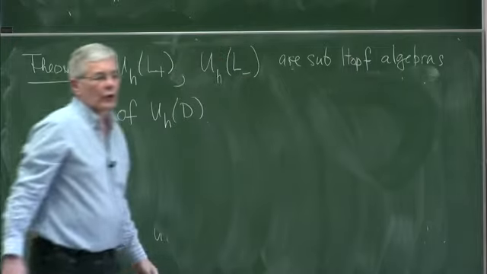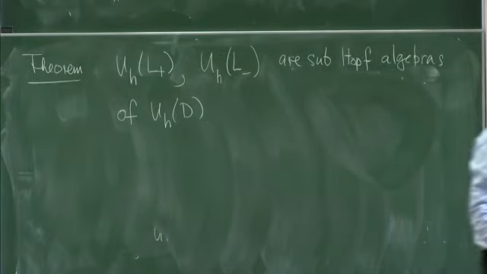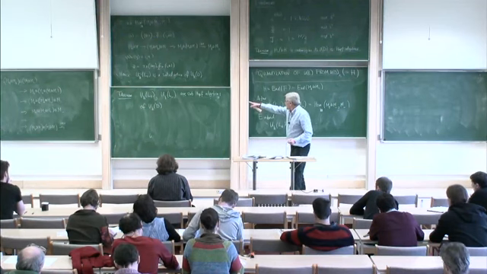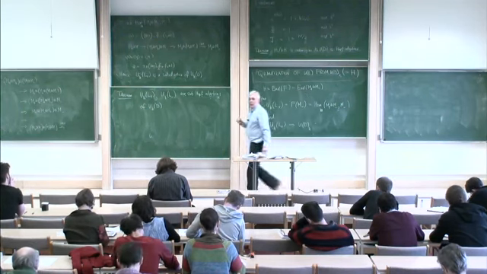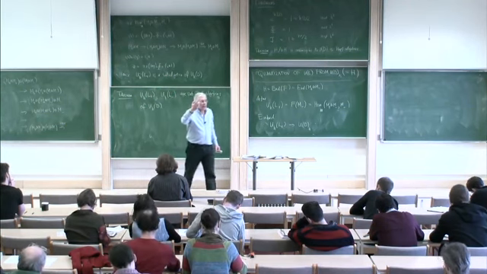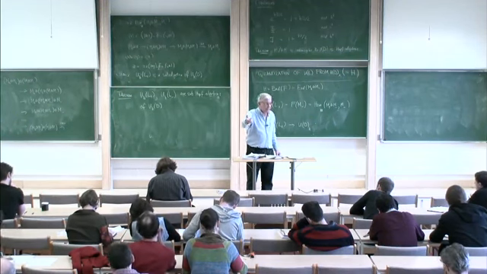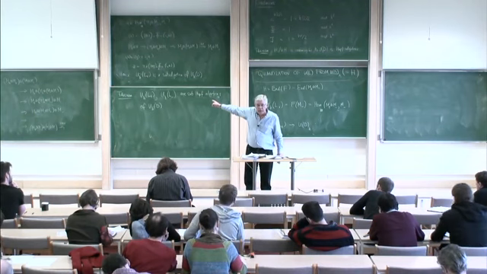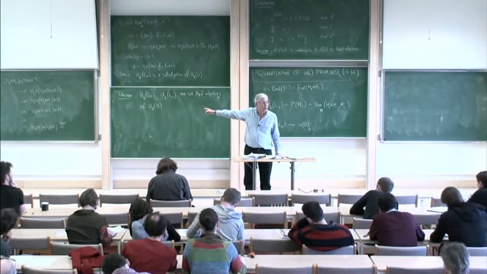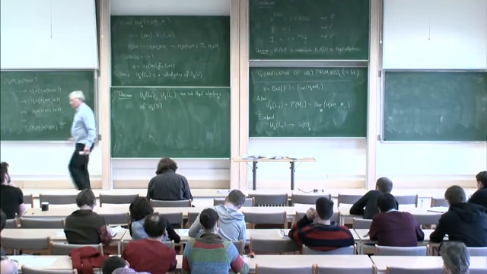I'm not going to go. Again, this is all formulas. Right? And these things, UH of L plus. Remember, I started with D. I started with the L. D is the double, L plus is L, L minus is L dual. So I've ended up quantizing L plus.